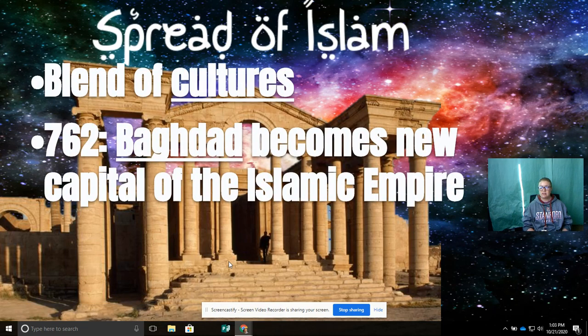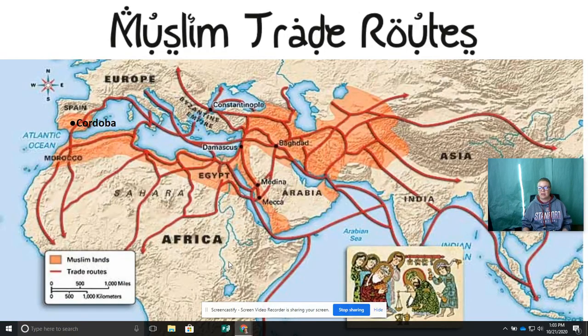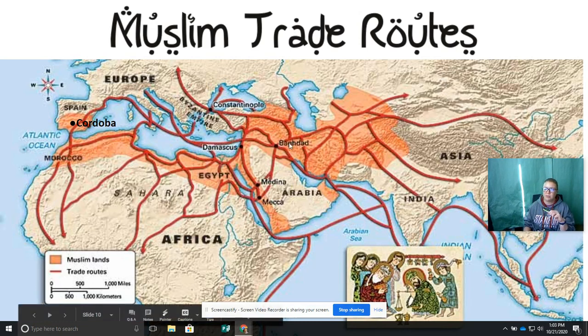Okay, in 762, Baghdad became the new capital of the Islamic Empire. Now, Baghdad is actually in, I don't know if I would say it's in a more convenient place. You can see it's surrounded here by land. Damascus is surrounded on 3 sides with land and 1 side with water, which actually protects it from one side because it's much harder to invade somebody by water than it is by land because it's a much slower process and you can see the people coming.